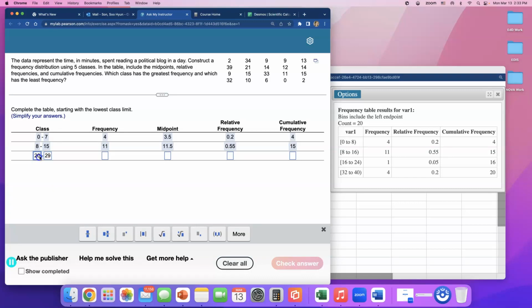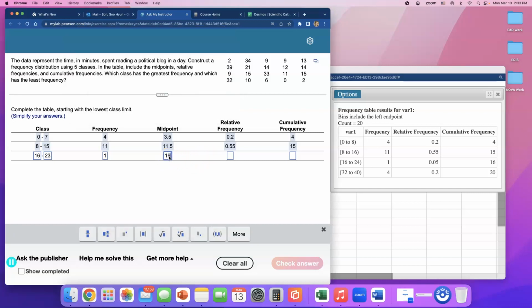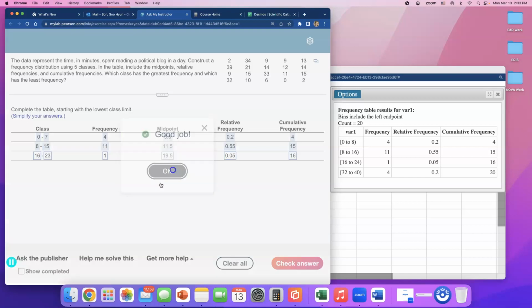All right, next one. Next one goes from 16 to 23. The frequency is 1. Midpoint, let's figure it out. You add up 16 and 23 and you divide it by 2. 19.5. Relative frequency is 0.05 and cumulative frequency is 16.